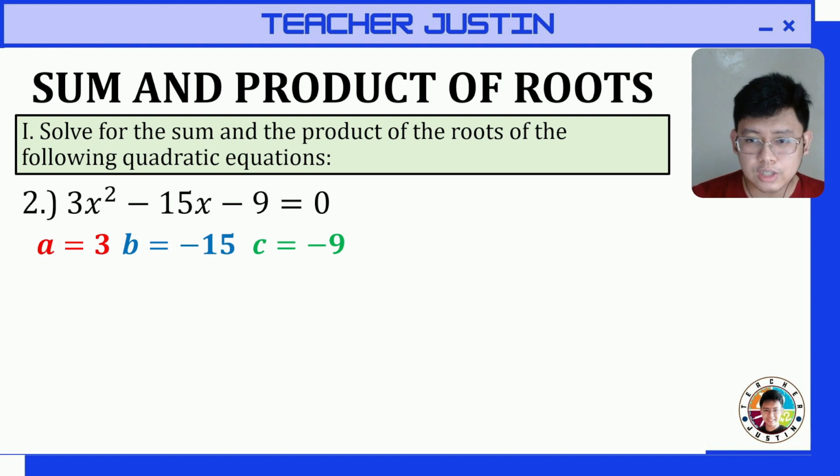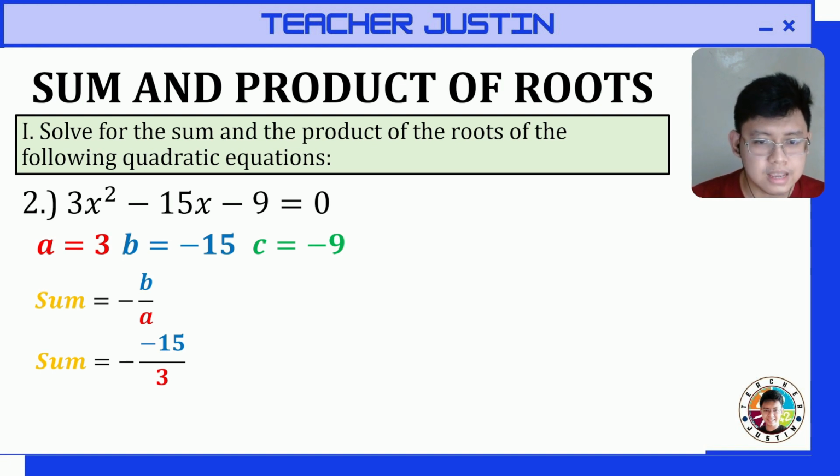Now, for the sum of the roots, ang formula natin is negative b over a. So, substitute natin, we will have negative 15 over 3. So, let's simplify this. That will give us negative times negative is positive. So, 15 divided by 3 is 5. So, the sum of the roots is equal to 5.